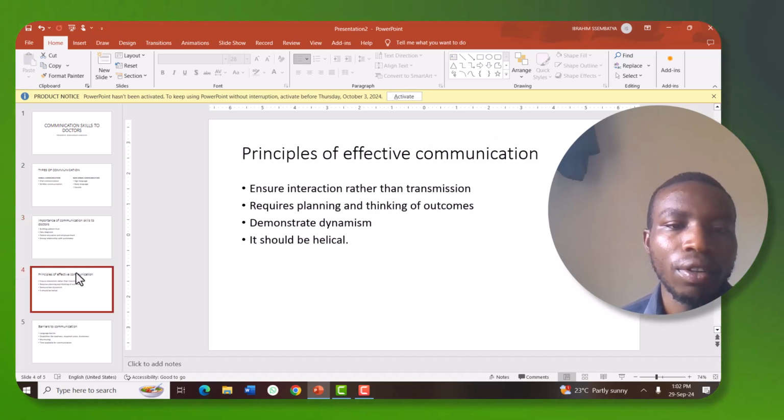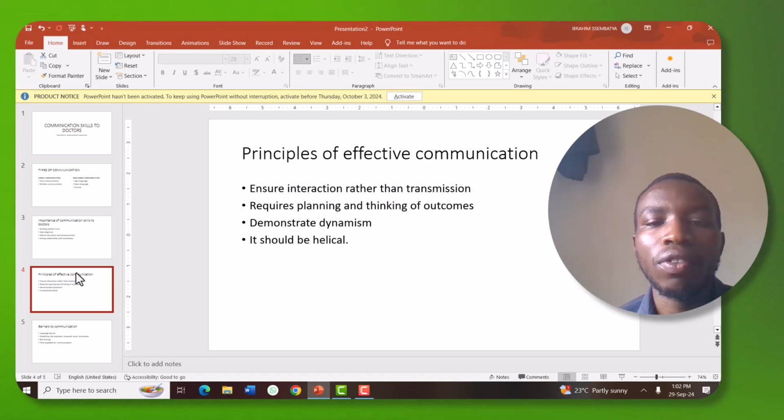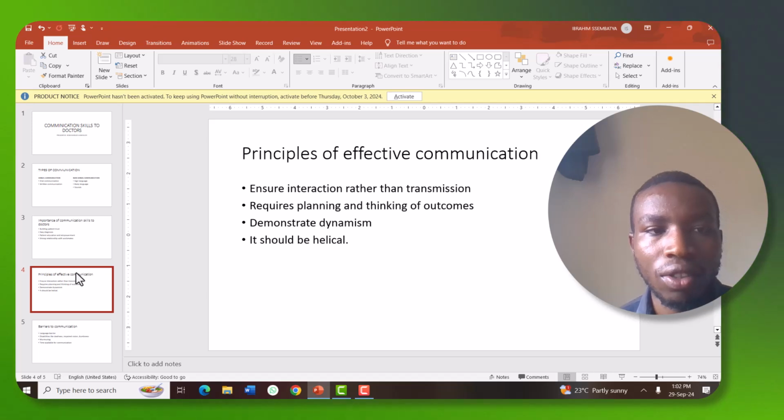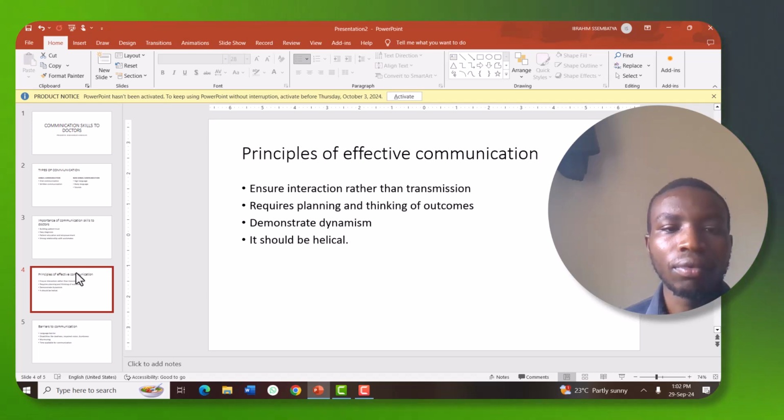Then in my slide 4, I have principles of effective communication. It should be interactive rather than transmission. You should interact with the patient. It should not be a command. As you hear, the word communication is sending and receiving. So if you send information, you have to expect to receive information.